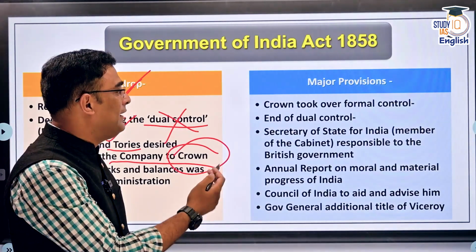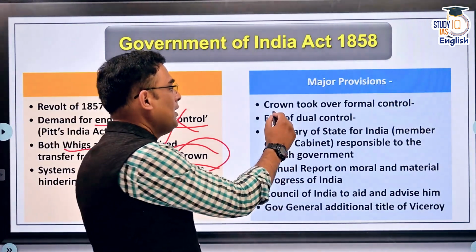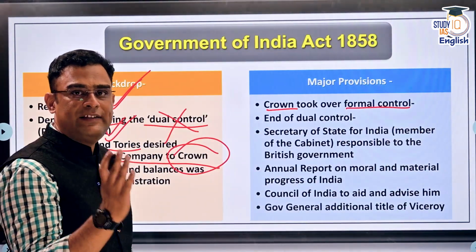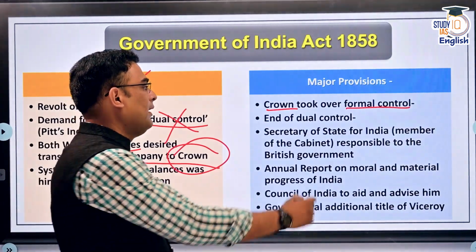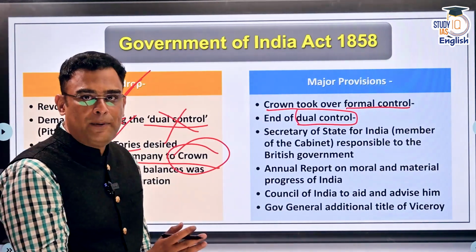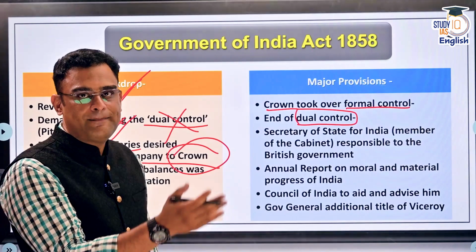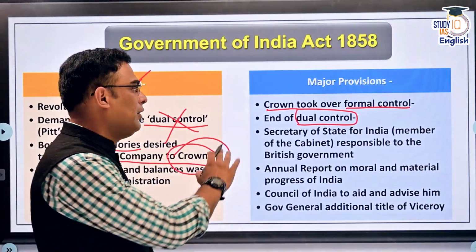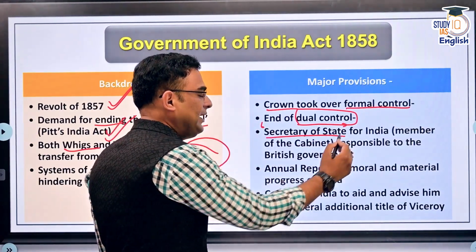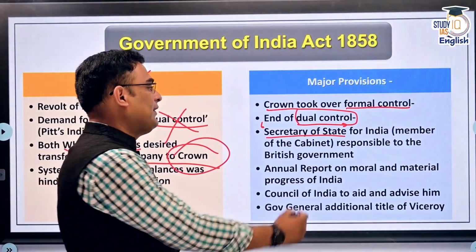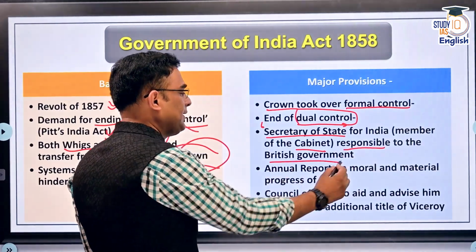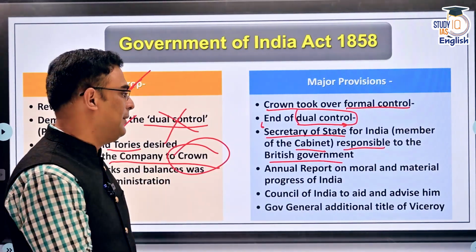Now let us see some major provisions of this act. The Crown took over complete formal control of rule in India. East India Company's rule was abolished, and with it, the dual control also came to an end. So now there's no company, meaning no control of the Court of Directors, and the Board of Control is also gone. So no dual control. Instead, we have one official called the Secretary of State. This Secretary of State was a member of the British Cabinet who was responsible to the British government. Responsible to whom? Directly to the British government.